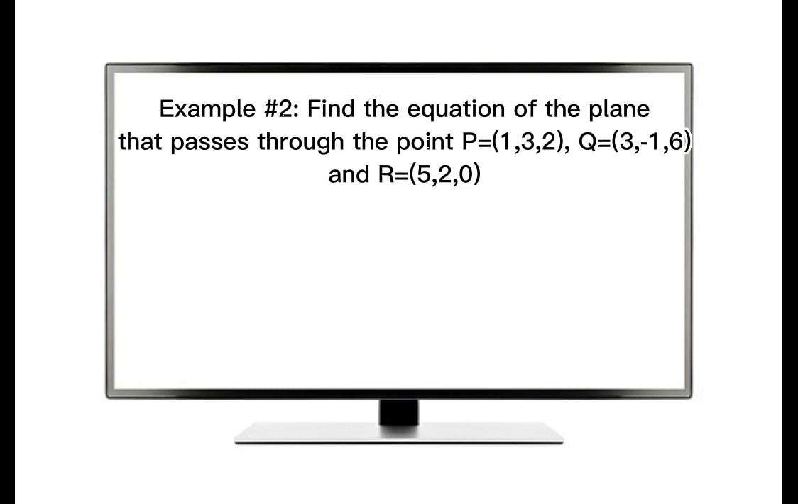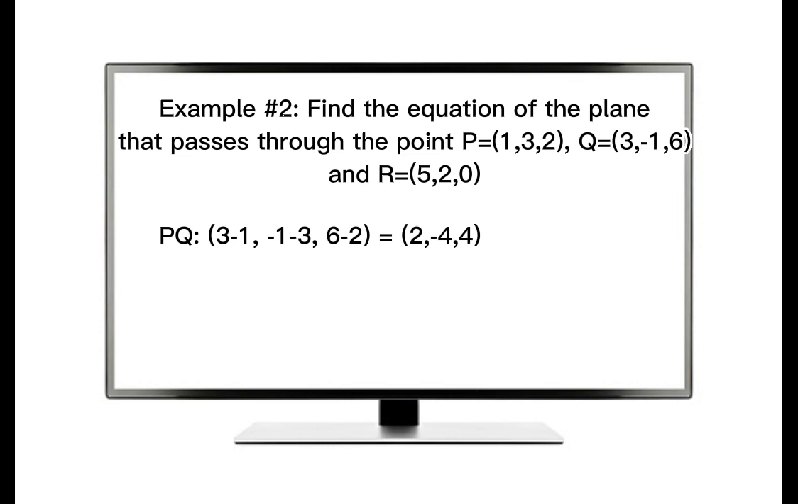We are going to find an equation of the plane that passes through the following 3 points. P is 1, 3, 2, Q is 3, negative 1, 6, and R is 5, 2, 0. Now, we are going to find a normal vector n. We have a plane with these 3 points. How can I use these points to find a vector that is perpendicular to the plane? We're going to find 2 vectors, PQ and PR, then take their cross product. I'll end up with a vector that's perpendicular to both.